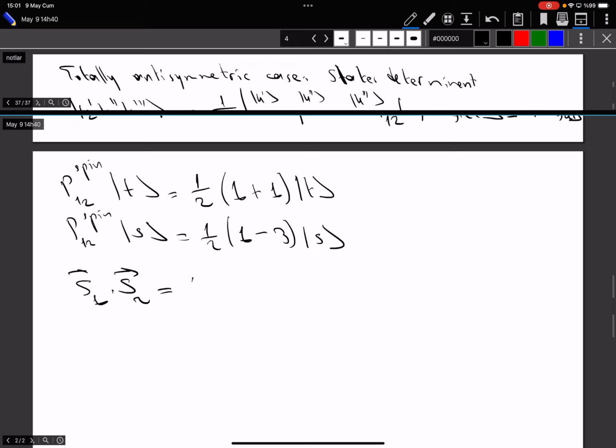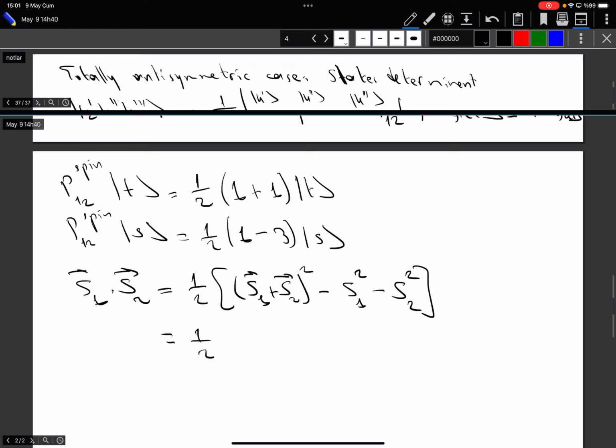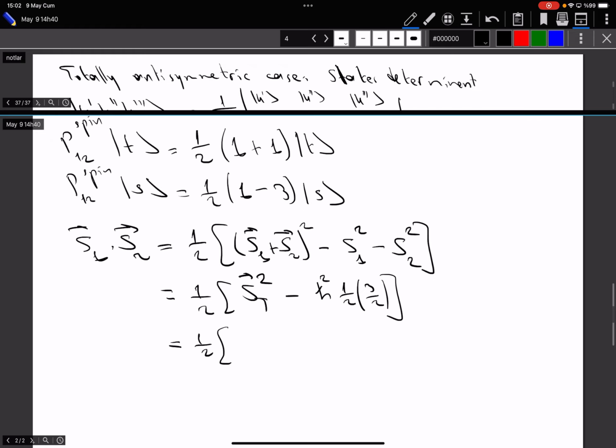Well, I can write this as 1 over 2 (S1 plus S2) squared minus S1 squared minus S2 squared. That is 1 over 2 the total spin squared, minus, well, S1 and S2 are both spin 1 half particles, so this is h bar squared, 1 over 2 times 3 over 2 plus 3 over 2. So this is 1 over 2 the total spin squared, minus 3 over 4 h bar squared.